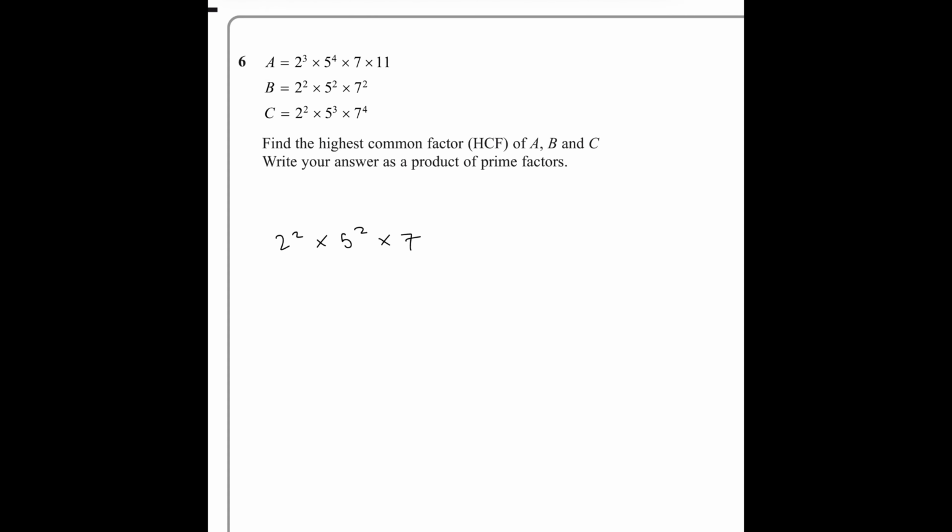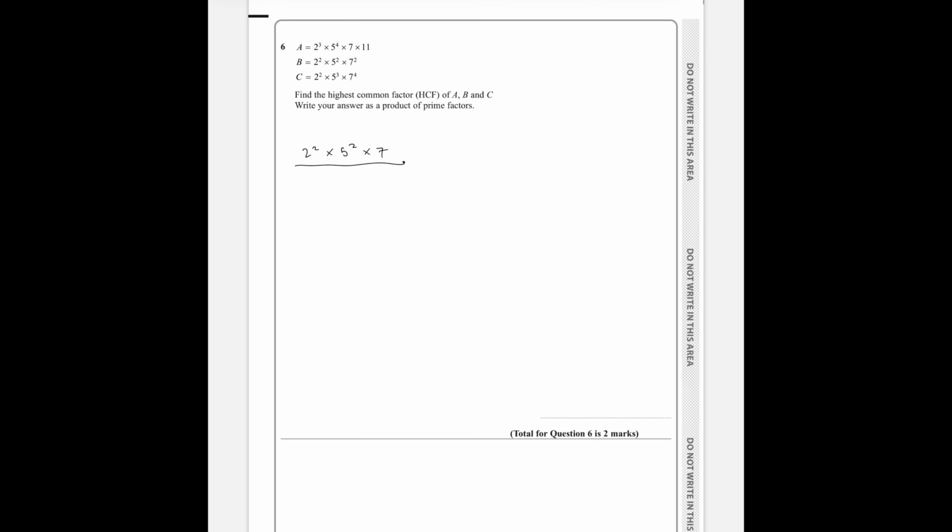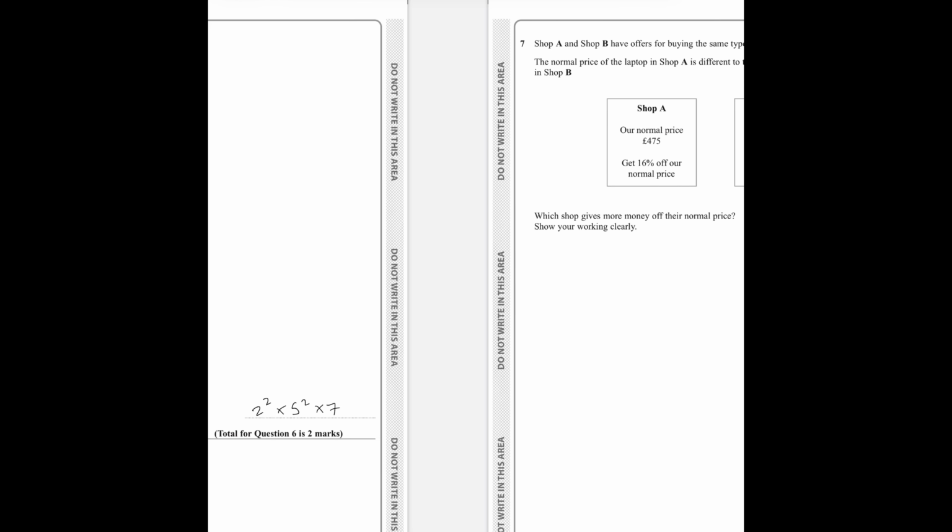Oh, no, yeah, sorry. Here it says, write your answer as a product of prime factors, which means just leave it like this. So if you actually multiply it out, you lose the mark. So 2 squared times 5 squared times 7 should be your answer.